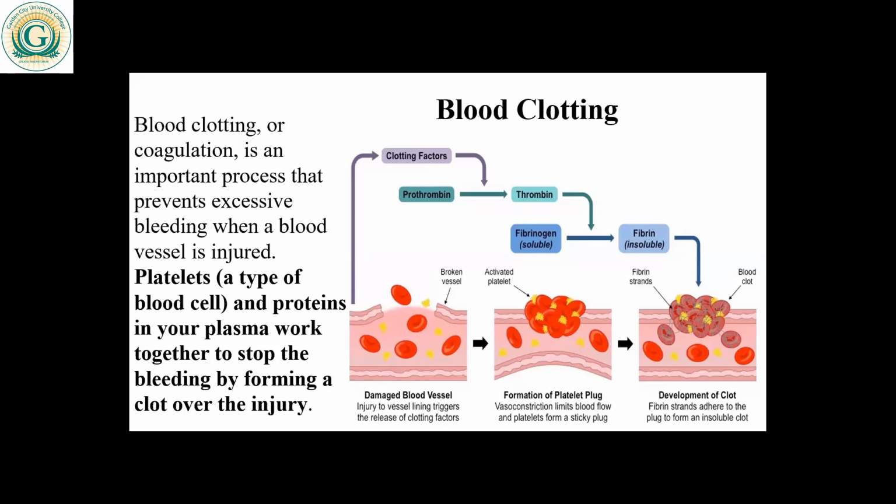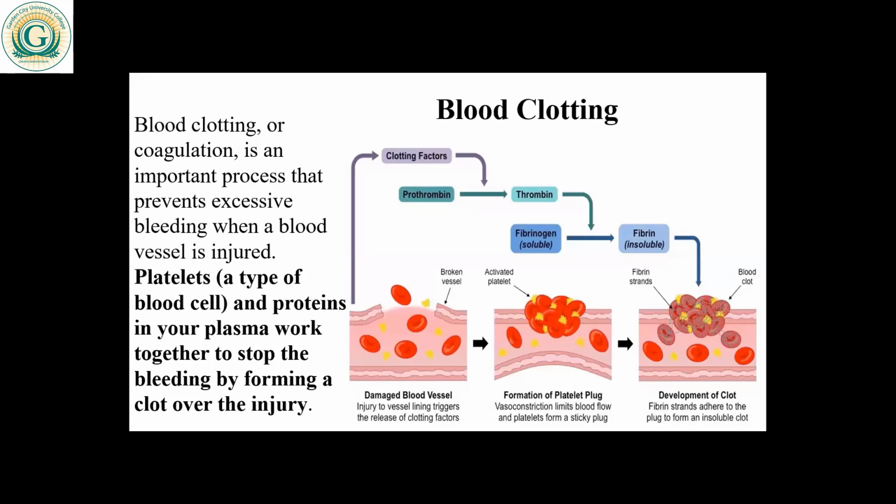As that happens, platelets also move to that area and form a sticky plug. That sticky plug helps activate more platelets to rush to the area. When that happens, the blood clotting factors work together to form fibrin. Fibrin is a mesh-like strand that wraps around the aggregated platelets and clotting factors, and that will stop bleeding.